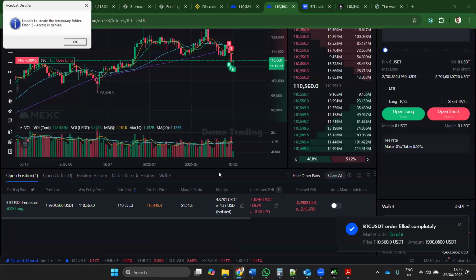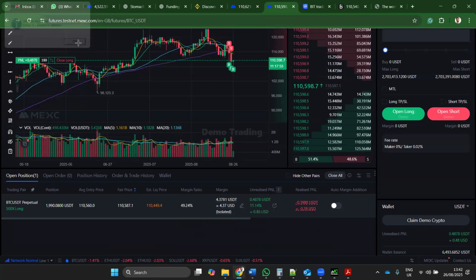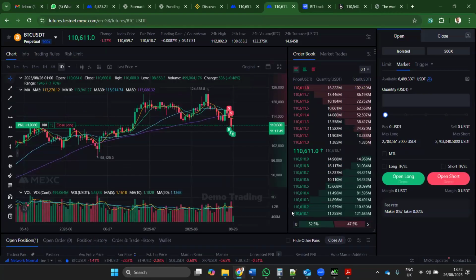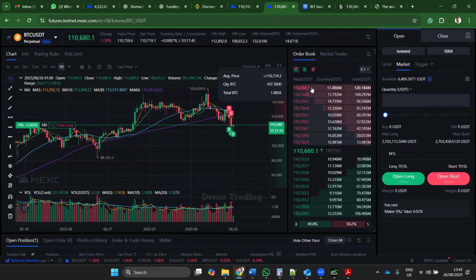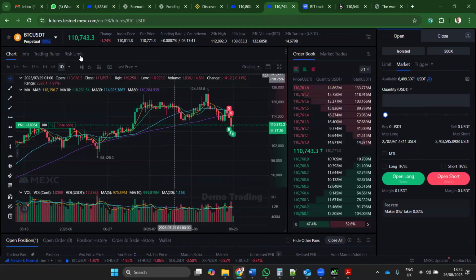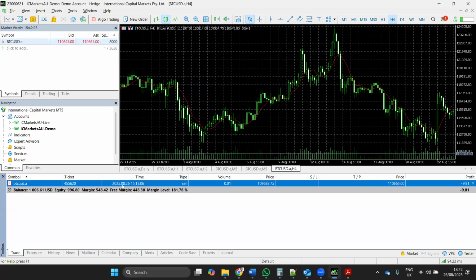Now I've got a trade here. This is a trade that I issued on MEX, and this is perpetual futures trading. Now MEX or BIT or this MetaTrader platform, I issued a trade here. I sold and now I'm losing $10.